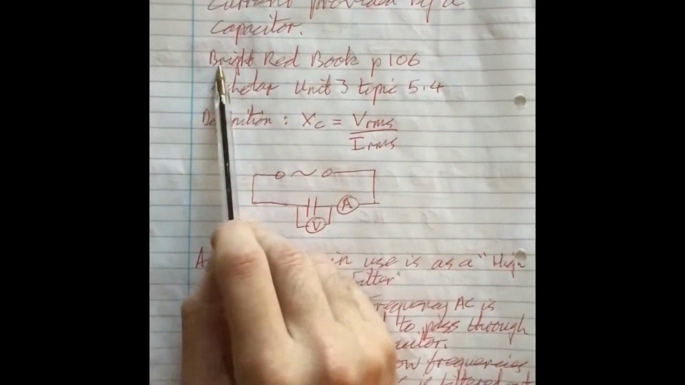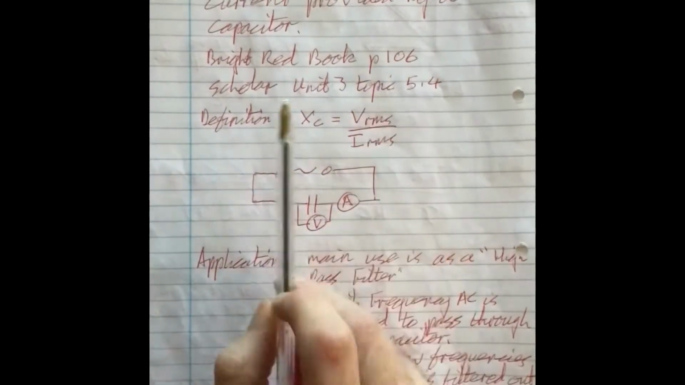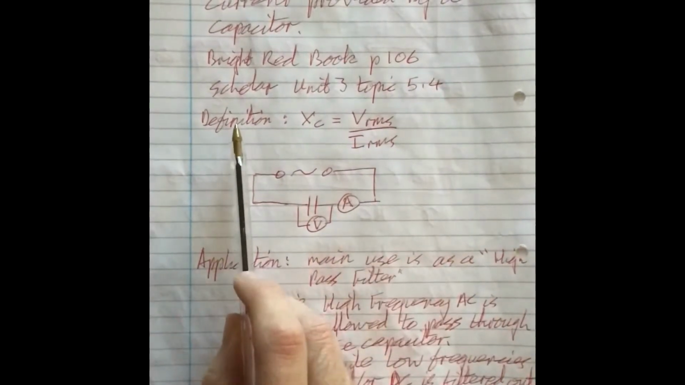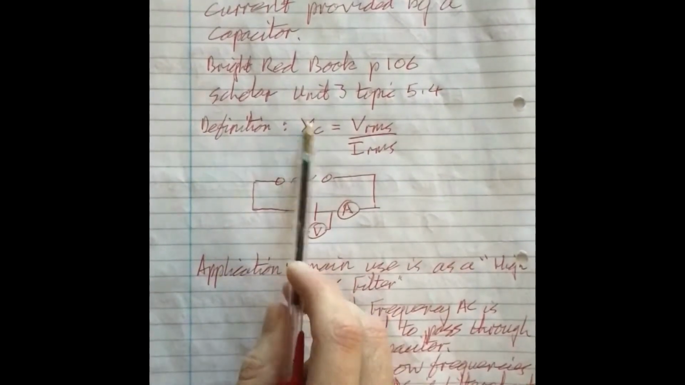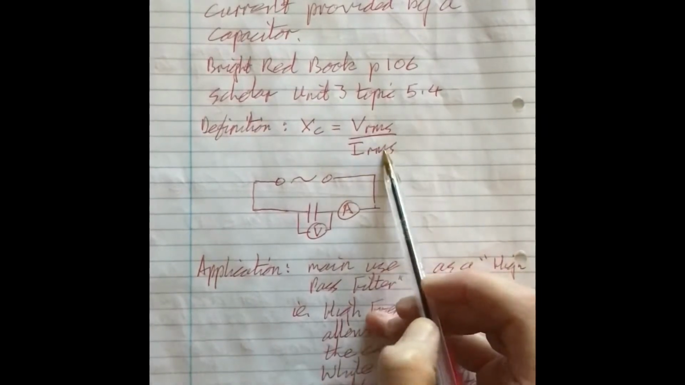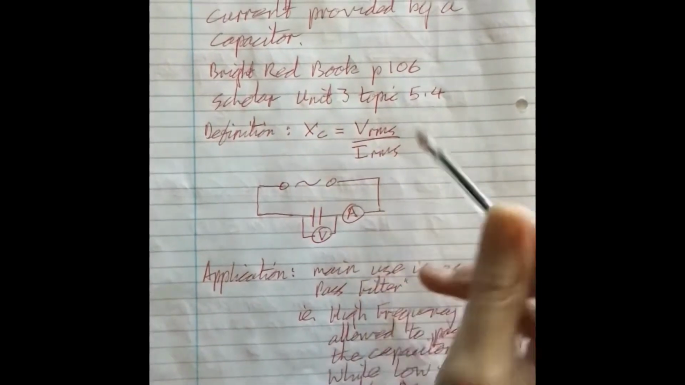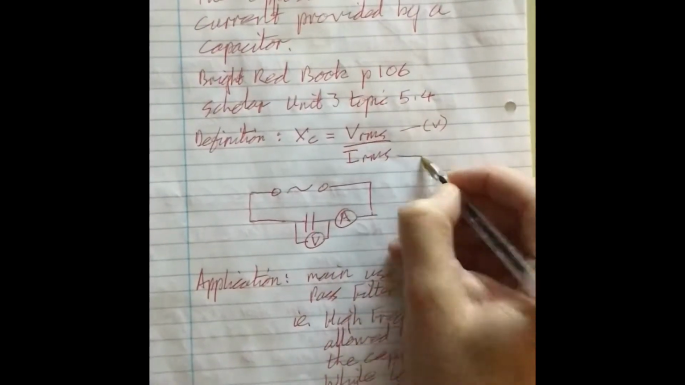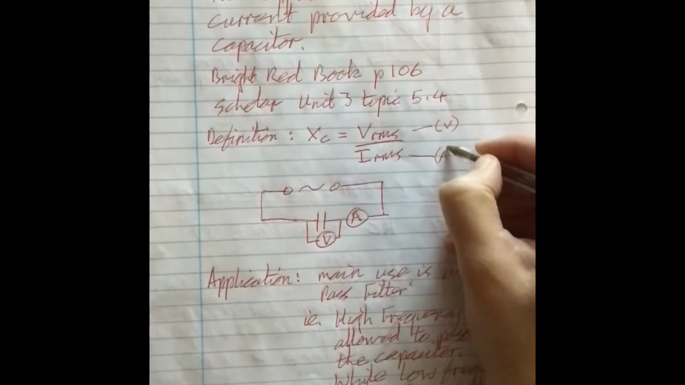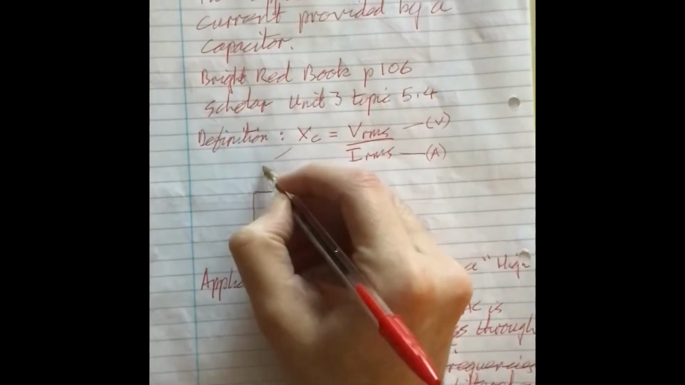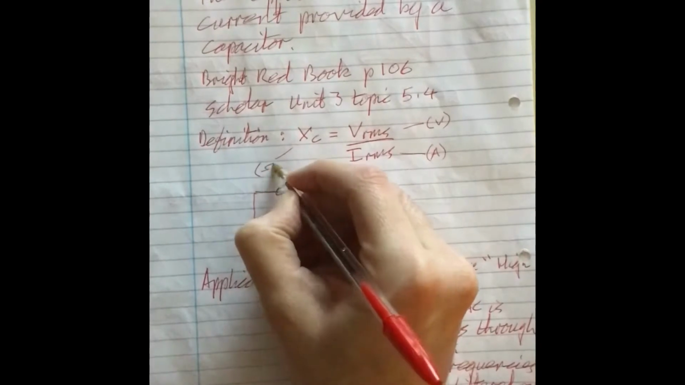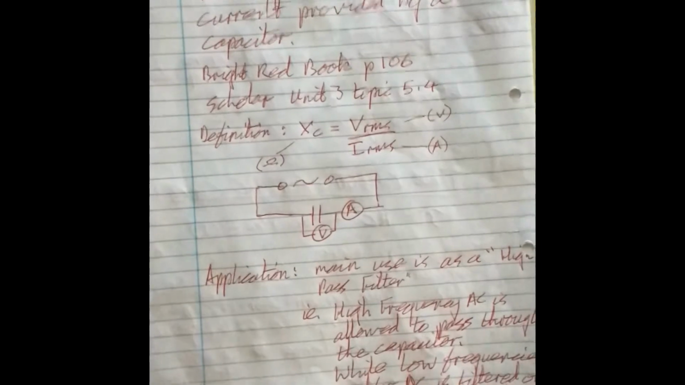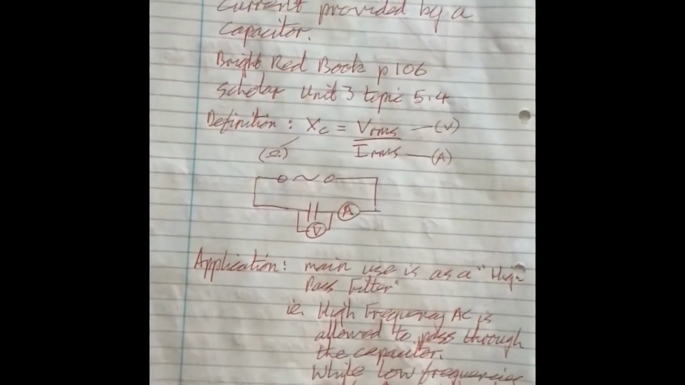You'll find the notes for this in the Bright Red book on page 106 or the Scholar Unit 3 topic 5.4. As we said earlier, the definition of capacitive reactance is the RMS voltage over the RMS current, and unit-wise that of course is V for volts, A for amps for the current, and that of course means that capacitive reactance is measured in ohms, just like resistance, which is going to come in quite handy later on.